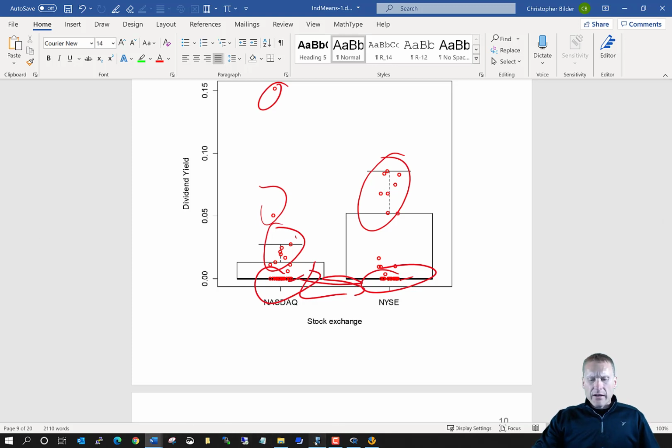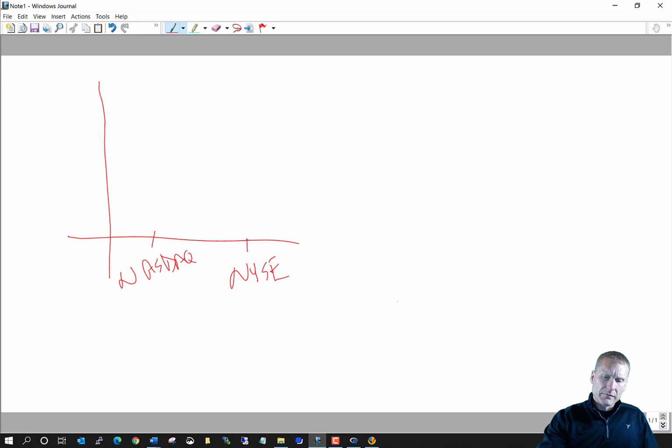But let's look at a different setting. Now, if I had, and this is just in general, so let's say I have just a y there. And actually, let's make this, let's say, a 1 and a 2. So we're not necessarily talking about dividend yields anymore.